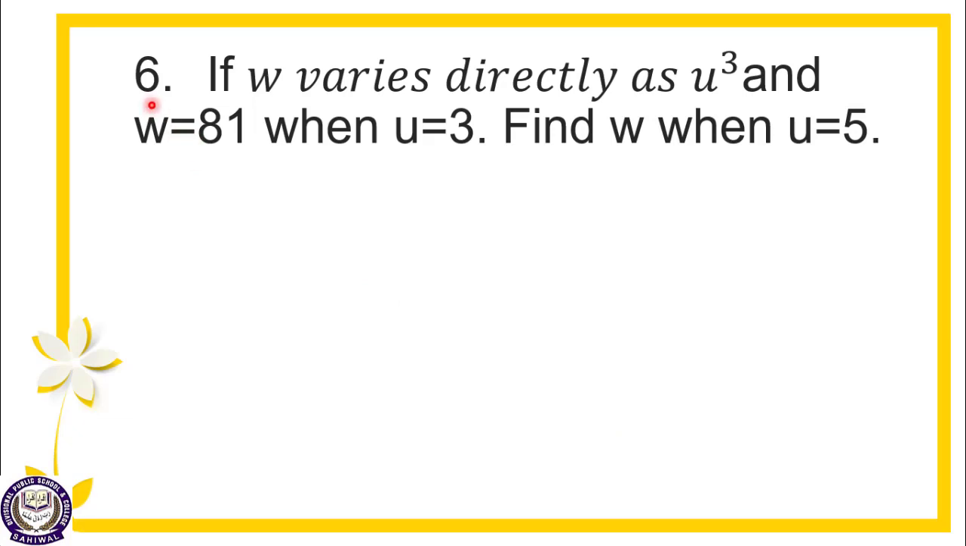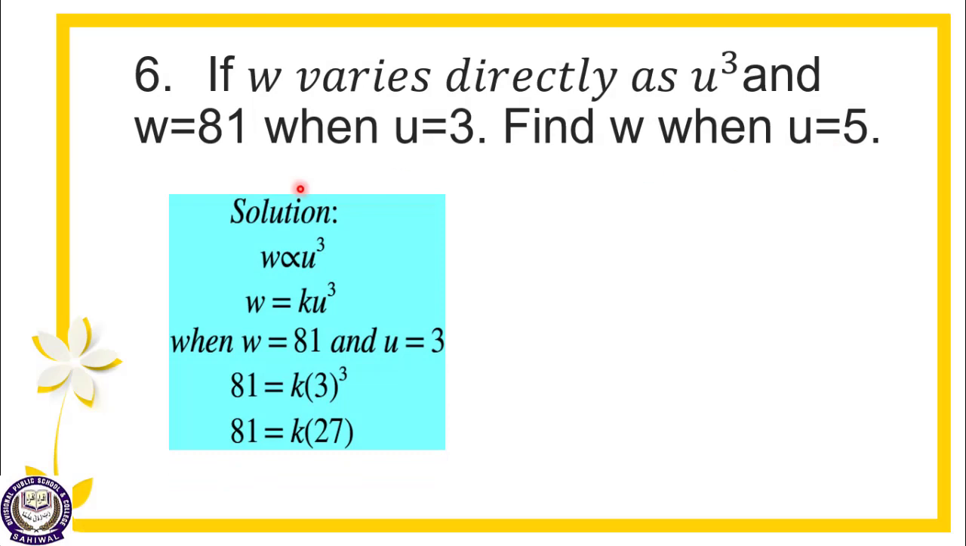In the next question, we have if w varies directly as u cube and the value of w is 81 when u is equal to 3, it means these two values will give us the value of k, the proportionality constant. After this, we have to find the value of w when u is equal to 5. For this, we know that w is directly proportional to u cube. Replacing this sign of proportionality with the constant of proportionality, that is k, we have w is equal to k times u cube.